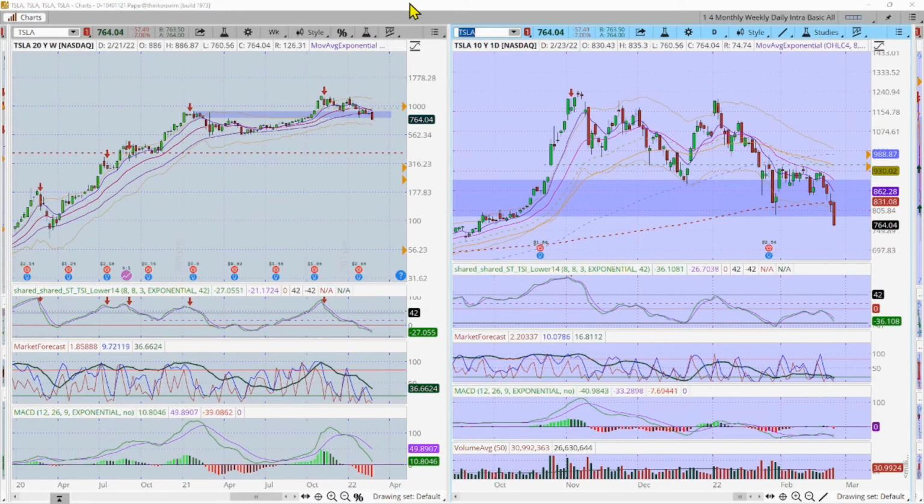So what's Tesla telling us right this moment in time? Well, basically it's telling us that it's breaking back down and may break further down. It is in a classic downtrend. Lower highs, lower lows, and pushing back down towards support.